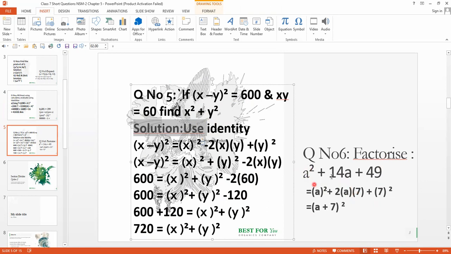Look here. First term square plus 2 times first term times second term plus second term square. So a square is the square of which variable? A. 49 is the square of which number? 7. So I have to use this a, and here I have to use 7. First term is a, the second term is 7. I have to write it here. And how do I have to factorize? Just I have to write first term plus second term whole square. This, a plus 7 whole square, is called the factorization of this expansion. What is the expansion? A square plus 14a plus 49 is the expansion, and its reverse is the factorization, which is a plus 7 whole square. Clear?